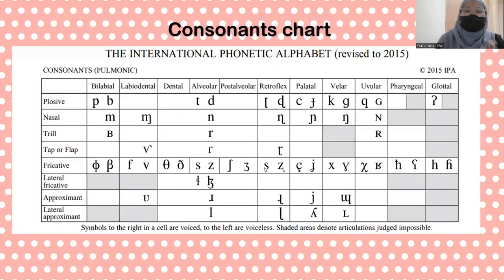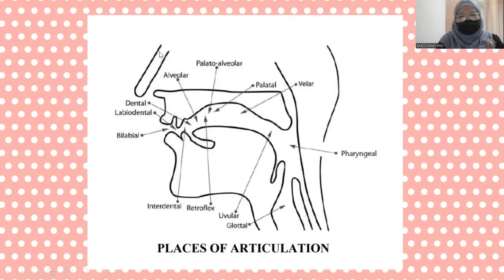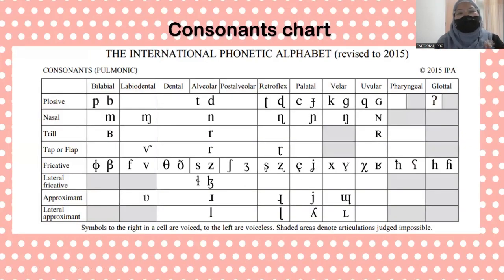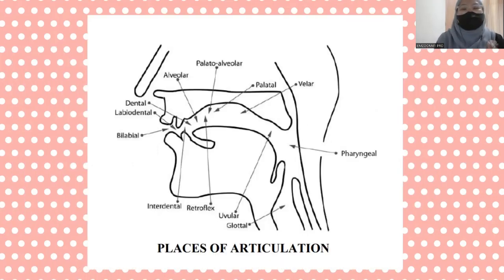Okay, and these are the consonants chart. Okay, perhaps you might be confused. What is this? Bilabial, labial, dental, alveolar, post-alveolar, retroflex, palatal, velar, uvular, and many more. And we have plosive, nasal, trill, tap or flap, fricative, lateral fricative, approximant, lateral approximant. You might be confused. What is this? The ones on this table are based on the places of the articulation.